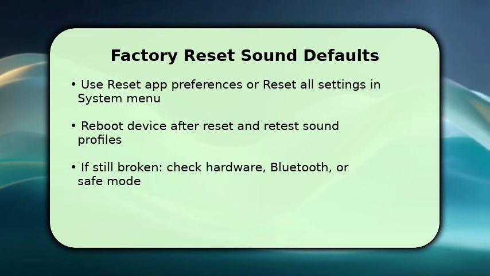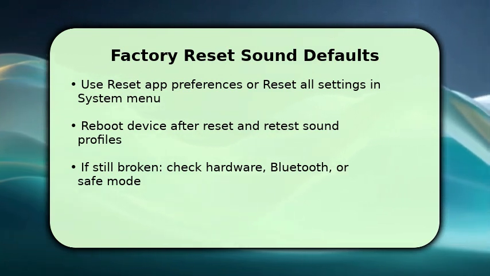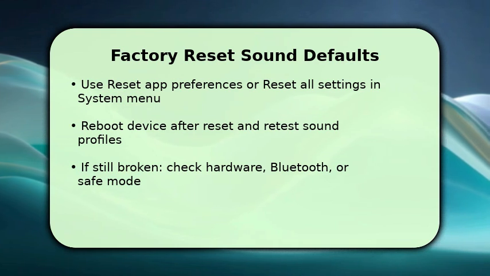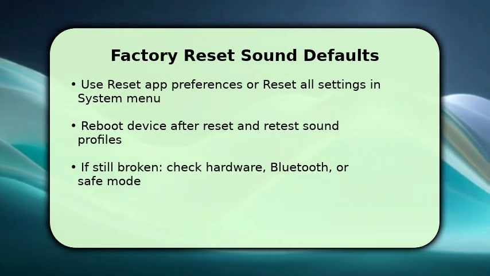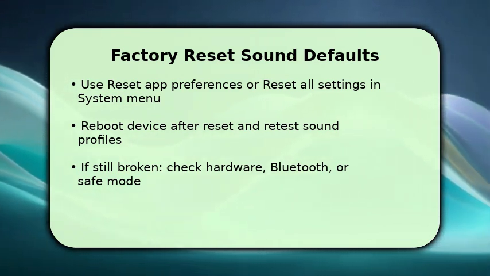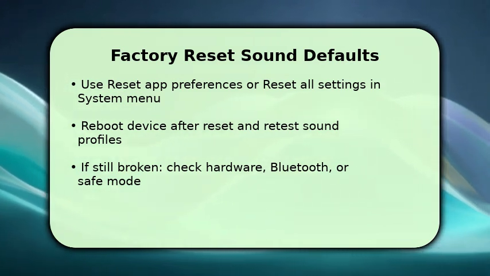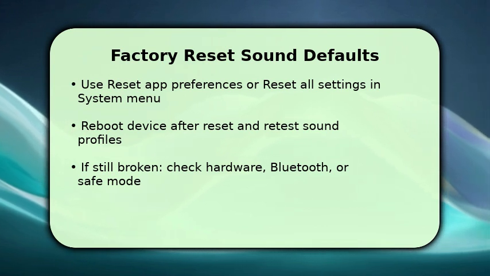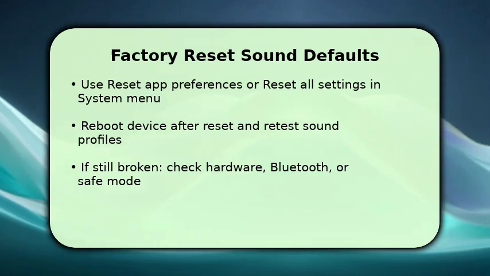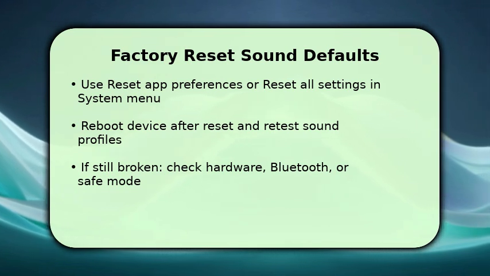After restart, retest ringer, media, and alarms using quick audio tests. If sound still misbehaves, try Safe Mode to rule out apps, disconnect Bluetooth devices, and inspect the speaker area for debris. If hardware seems faulty, contact support or use a repair center as your next step.